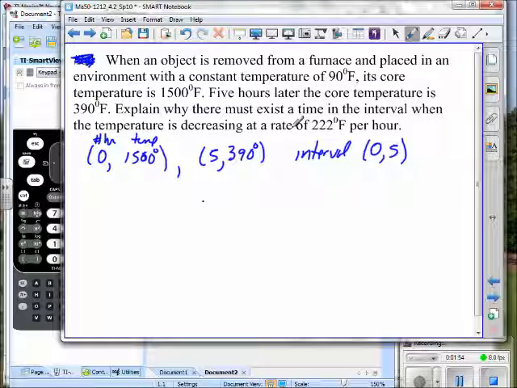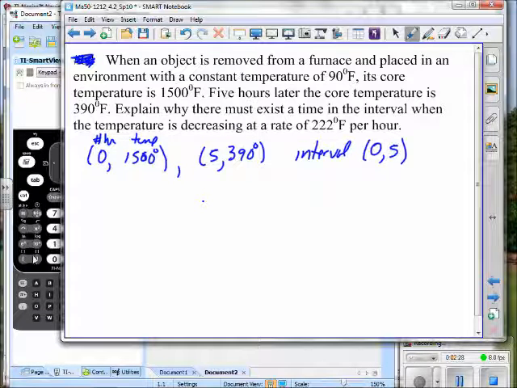Is this saying find the time when the core temperature is 222 degrees? No. It's saying between each hour the temperature is dropping that many degrees. Okay, so find the time between 0 and 5 hours when the core temperature of this object dropped that many degrees between 2 hours. So the core temperature isn't going to be 222 degrees.